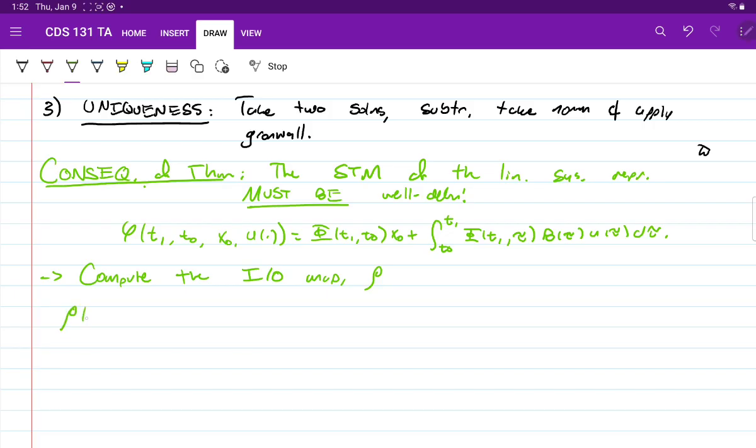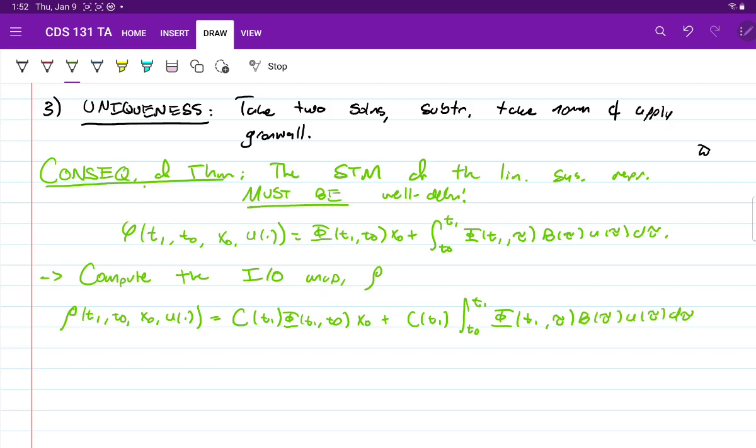So what you would get is that rho at t1, t naught, x naught, u is equal to c at time t1, phi of t1, t naught, x naught, plus c at time t1, integral from t naught to t1, phi of t1 tau, b of tau, u of tau d tau, plus d at time t1, u at time t1. So all I've done here to compute rho is substitute my state transition map into the output equation of the linear system representation.